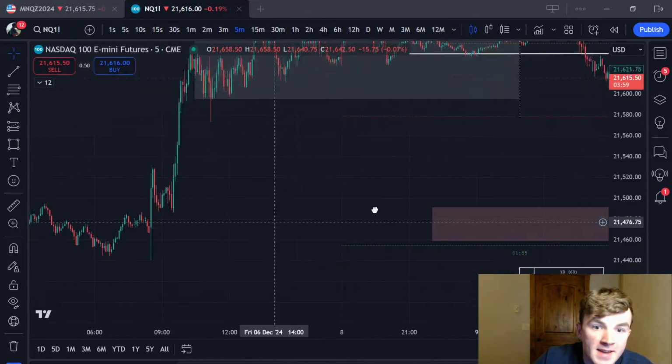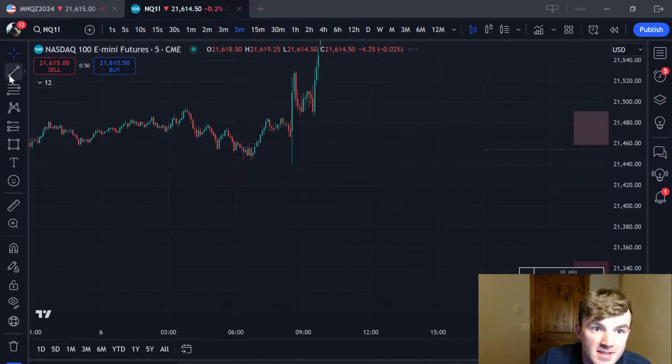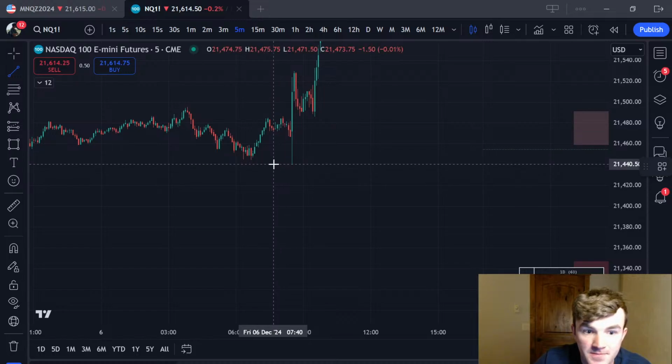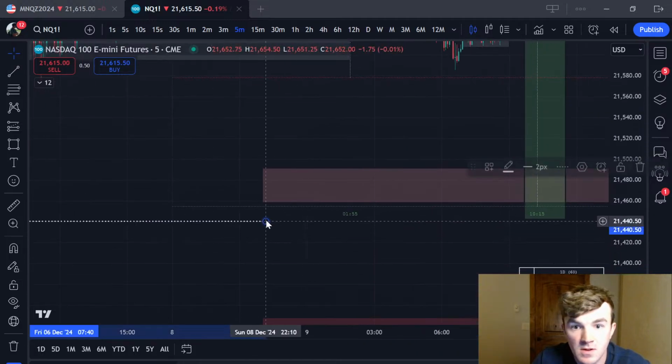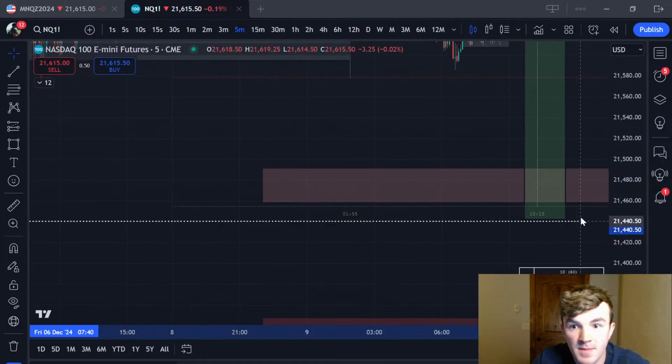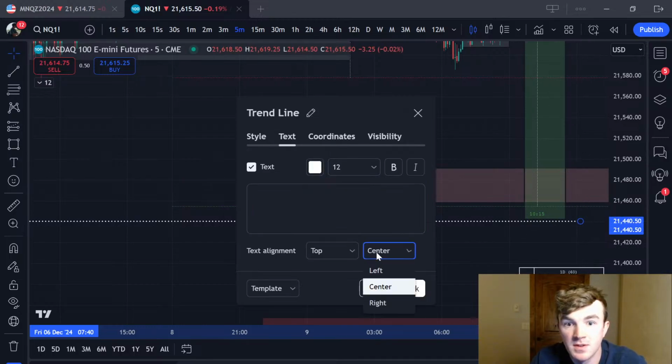Well, I can tell what liquidity is nearby. It's this data low here. We got the data low, which is right by that daily distribution level.